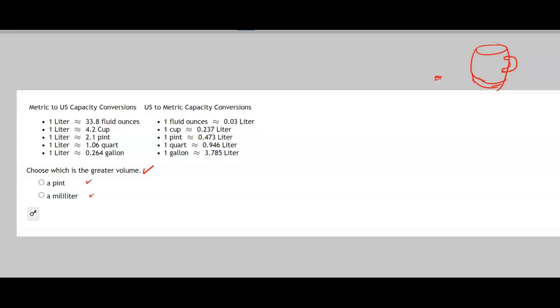Notice that it says here that 1 pint is equal to about 0.473 liters. And notice it doesn't give us any conversions in the metric system. So you need to know those prefixes and what milli stands for. Now, kilo stands for 1,000. Hecto stands for 100. Deca stands for 10.